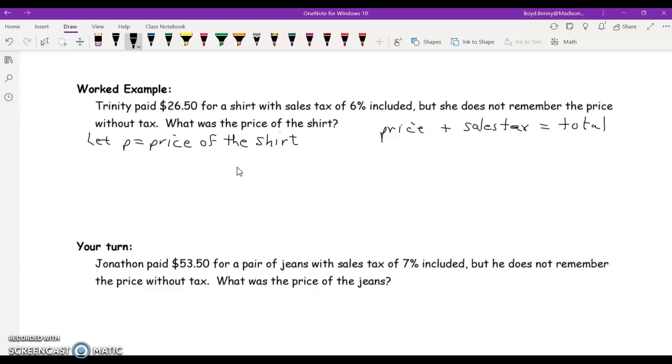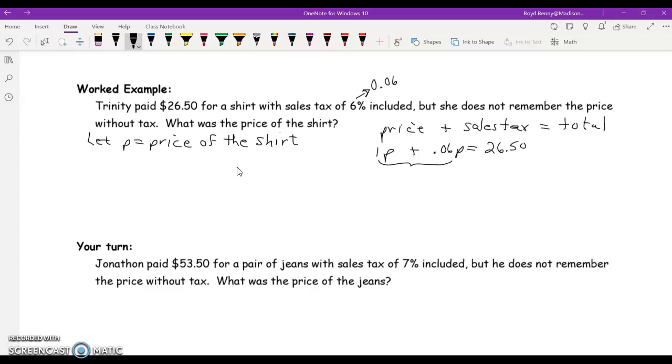Okay, so we've already defined the price as P. Now we have to ask ourselves, how do we find the sales tax? Well, sales tax is the percentage of the price, but we need to change percent to a decimal anytime we multiply or divide percents. So we're going to change this to 0.06. 6% is 0.06. You would move the decimal 2 places to the left. So that would be P plus 0.06 times P, and that's going to give us our total of $26.50.